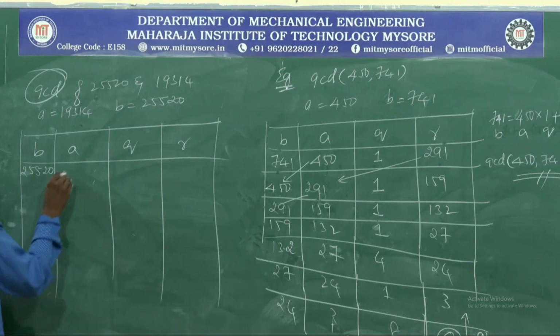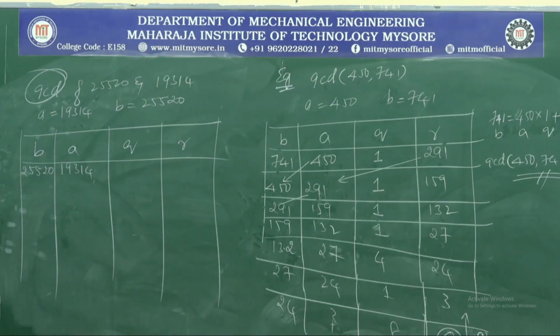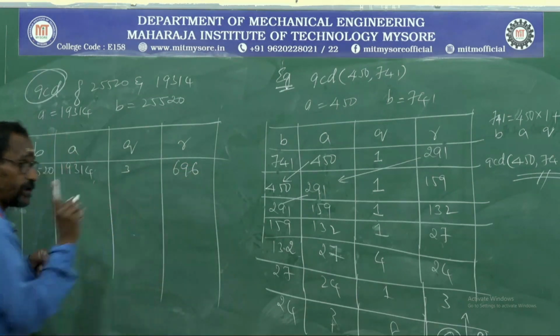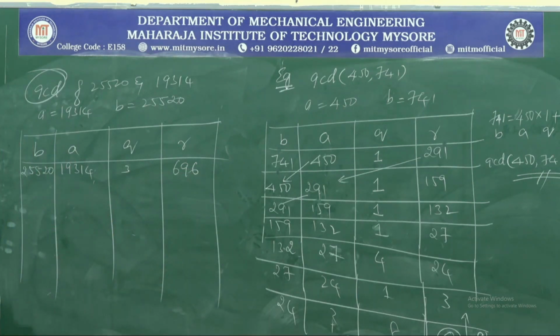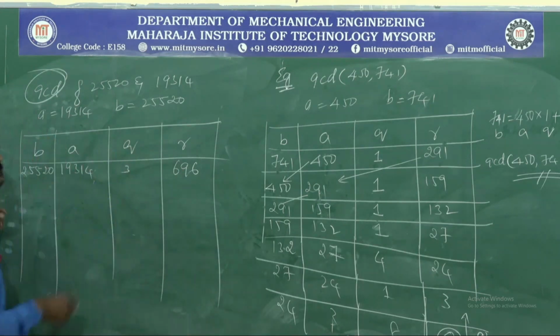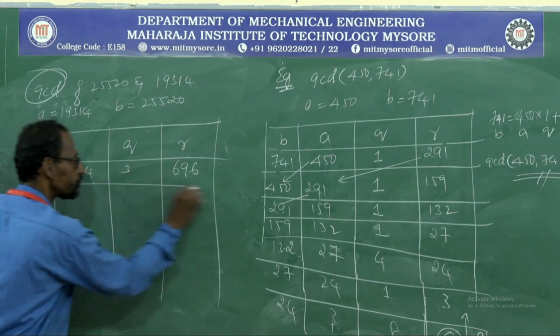25,520. What is A value? 19314. Now what is the quotient? 3. What is the remainder? 696. Again I am going to explain. 25520 can be expressed as this into 3 plus 696. It is A into Q plus R, division algorithm.